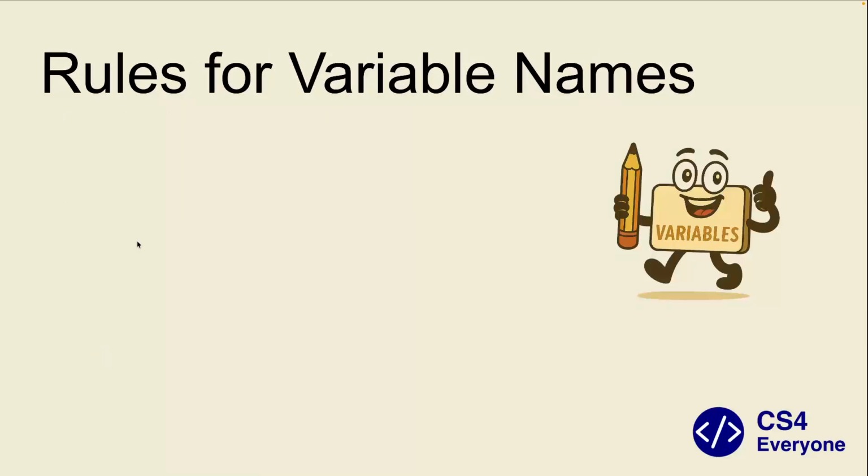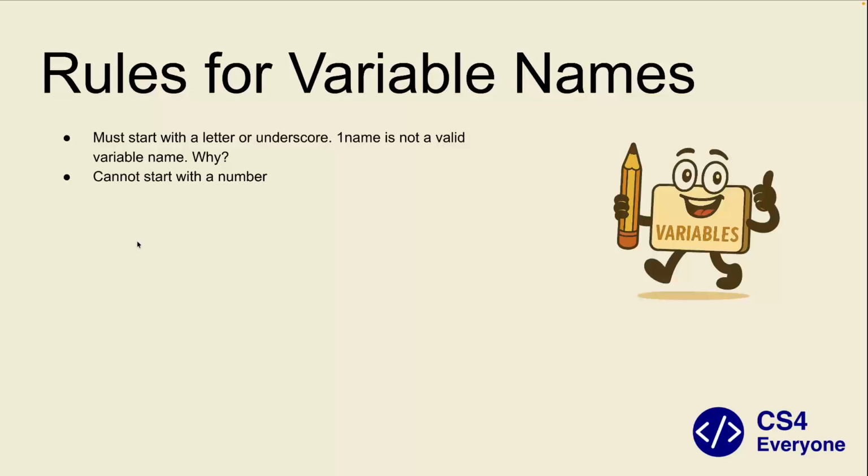Rules for variable names. Must start with a letter or underscore. 1name is not a valid variable name. Why? Because variable names are supposed to start with a letter or an underscore, but 1name starts with 1, and 1 is neither a letter nor an underscore. So yeah, it cannot start with a number.